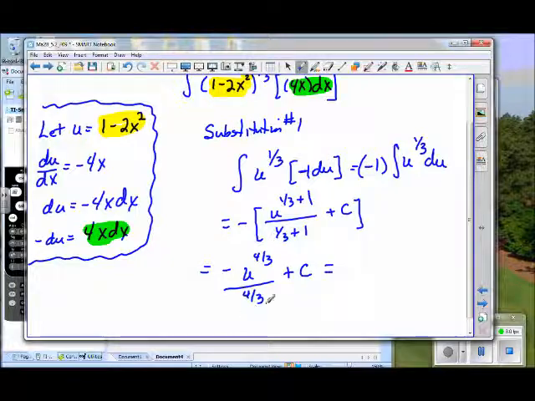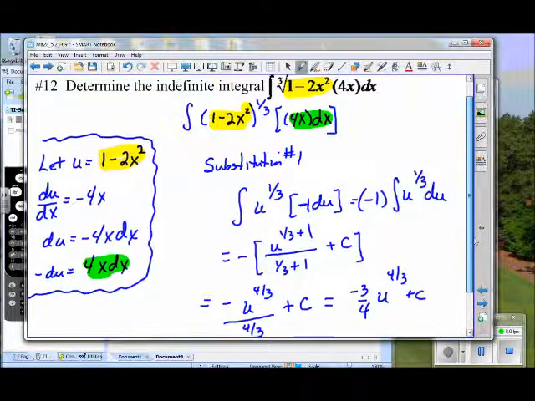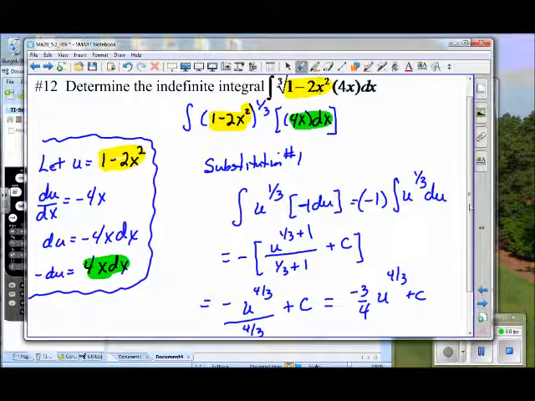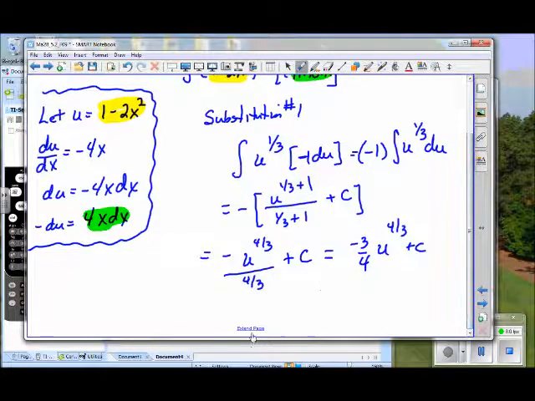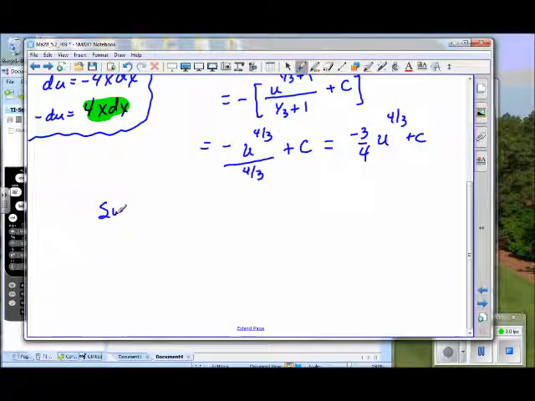If I divide by 4/3, I multiply by its reciprocal. So I have negative 3/4 u to the 4/3 plus c. I'm not finished though because I must write it in terms of the original input variable. So this now is my second substitution.